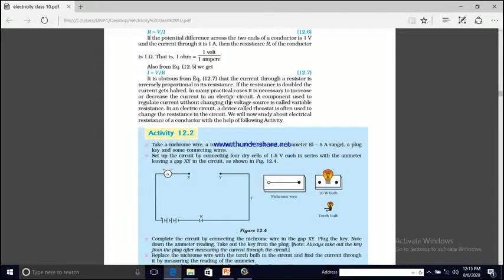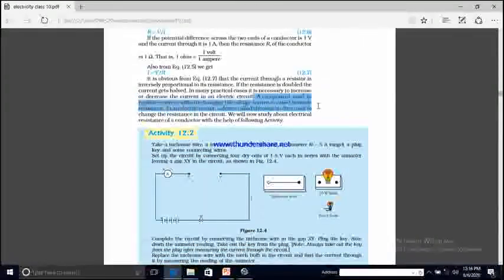In many practical cases, it is necessary to increase or decrease the current in a circuit. A component that is used to regulate the current without changing the voltage source is called a variable resistance. Yesterday while we looked at the symbols, we had already seen the symbol for a variable resistor, just like the normal resistor but with an arrow mark. In an electric circuit, a device called a rheostat is another instrument that is used to change the resistance of the circuit. Okay, so that's all for today's class.